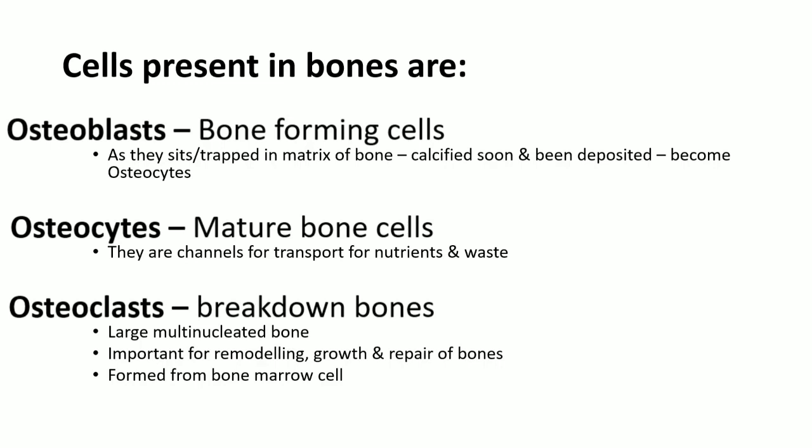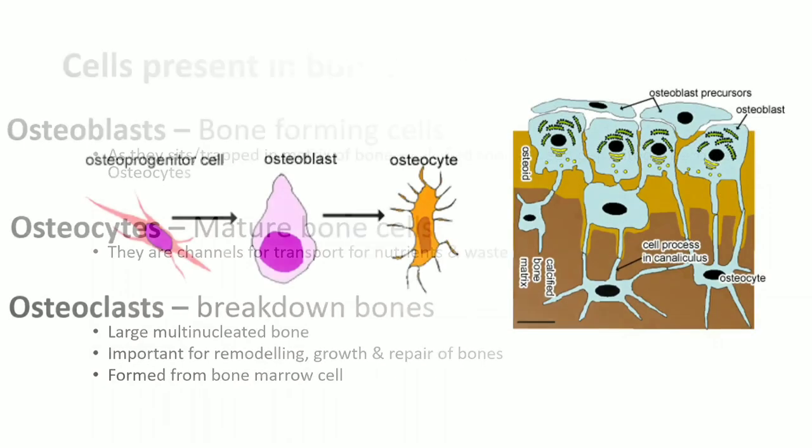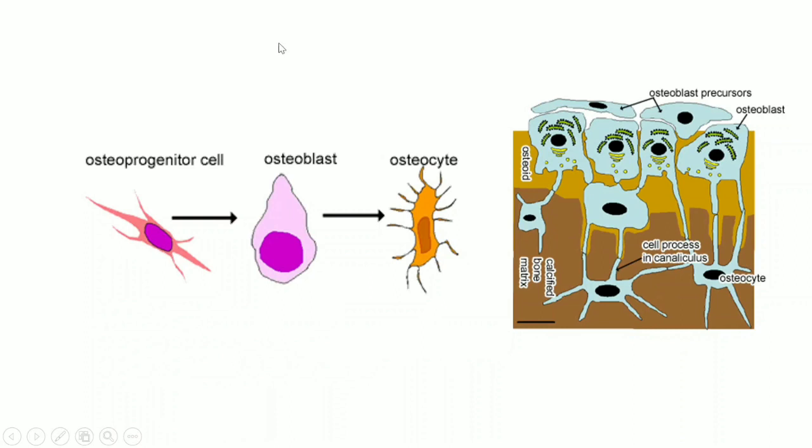Now let's see some of the cells which are found in our bones. Starting with the first one, that is osteoblast. These osteoblasts are the bone forming cells. The second one is osteocytes. They are mature bone cells. And the last one is osteoclast. These osteoclasts break down bones. Starting from the osteoprogenitor cells, osteoblasts will be formed, and as these osteoblasts grow, they become the osteocytes.